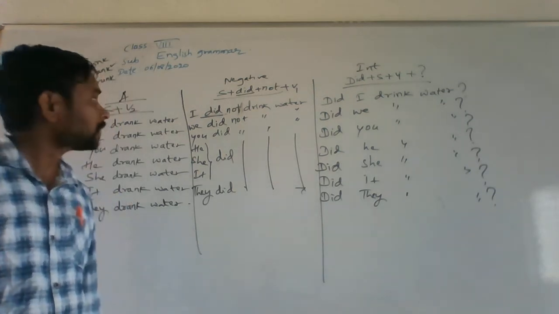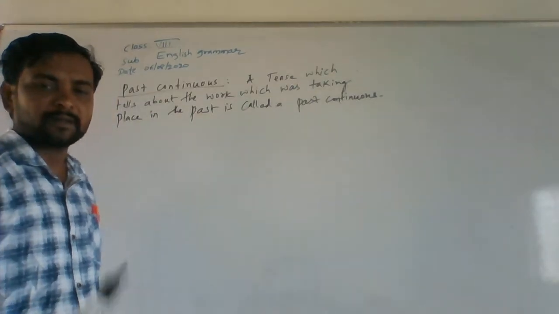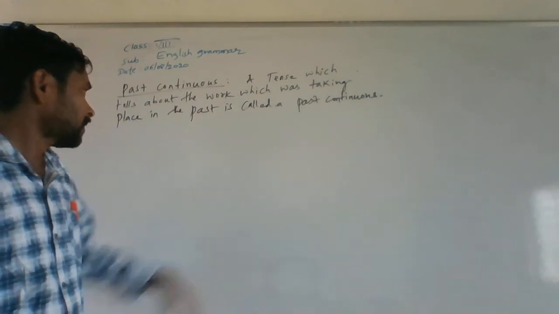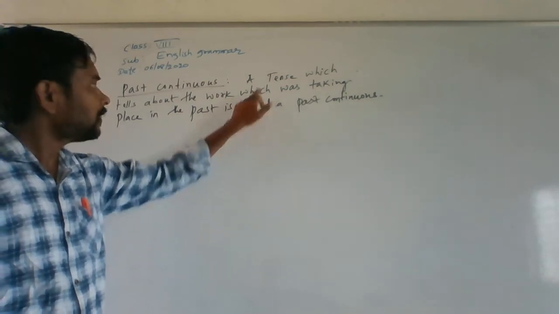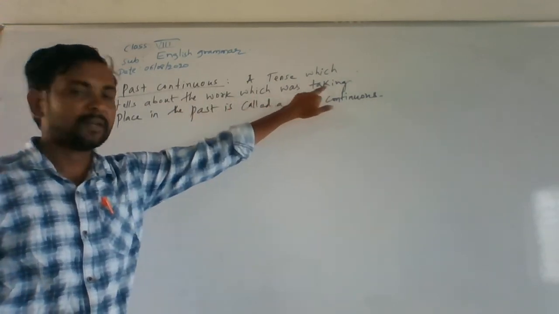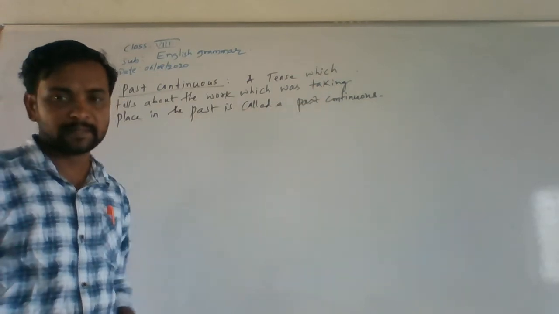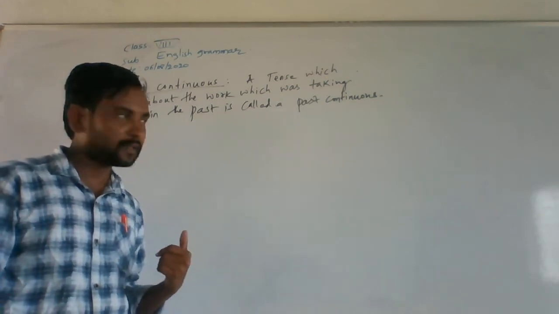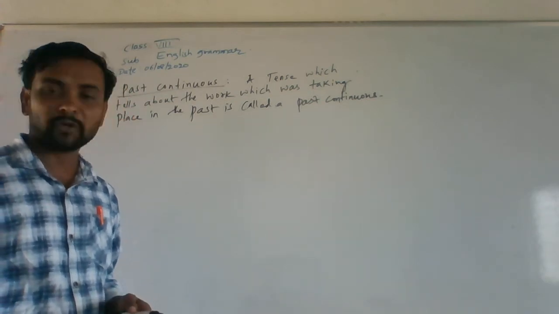Yes, let's go. Next, past continuous. See students, now past continuous. What is past continuous? The definition is here. Just write down the definition while reading. A tense which tells about the work which was taking place in the past is called a past continuous. It means that the action is going on continuously. So let's take the formula.